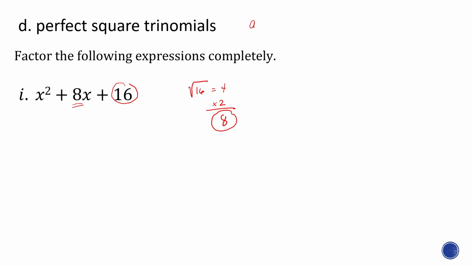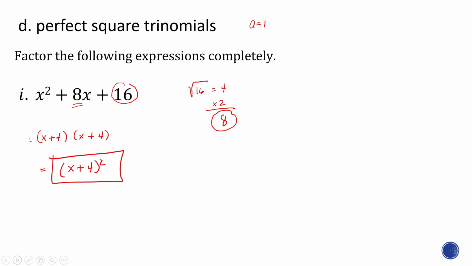And let me just emphasize here that our a equals 1, meaning the leading coefficient is equal to 1. Since the square root of 16 is 4, we can rewrite this as x plus 4 times x plus 4, or x plus 4 squared. Let's go to the next example.